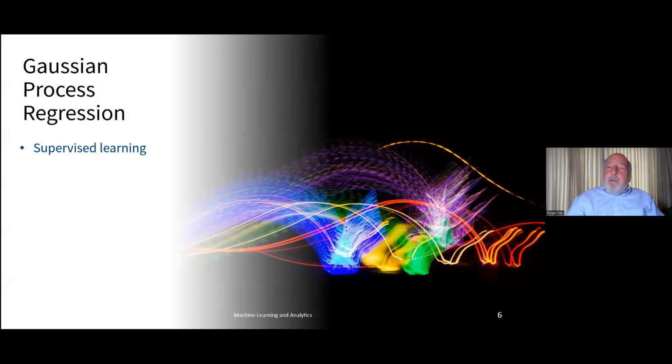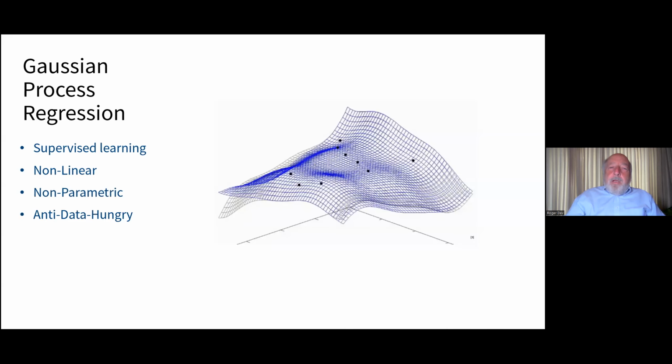So Gaussian process regression is a nonlinear supervised learning technique that allows you to do regression on data of any form. And it doesn't require a lot of data to produce meaningful results. With just a few points, it starts to approximate the distribution that you're trying to model. And as you add points, it gets closer and closer to the actual distribution.